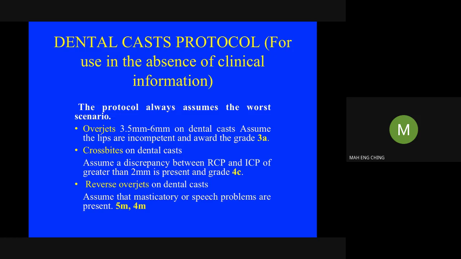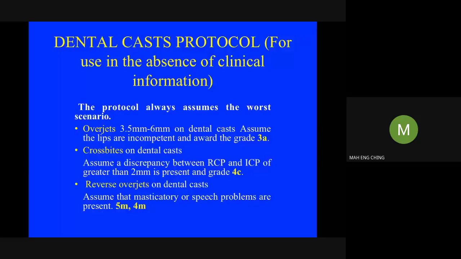So you never miss. If you go for 2A, then the patient might not be qualified for dental treatment from the government service. So you grade them 3A, then maybe the patient can qualify. So if you're not sure, you go for the severe one. You're not sure whether competent or incompetent lips, then you grade them incompetent lips.